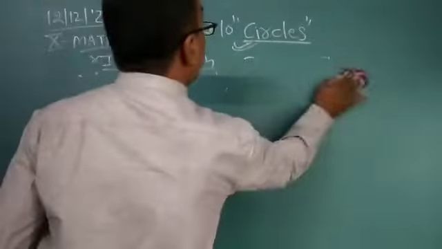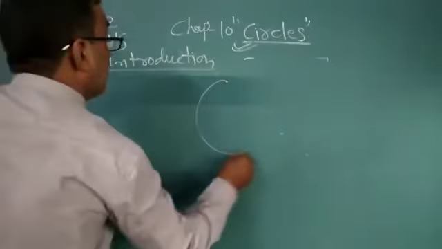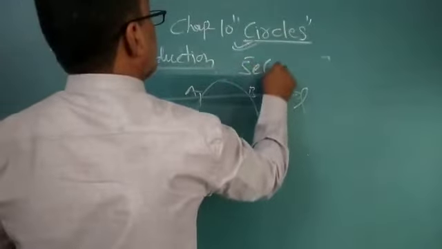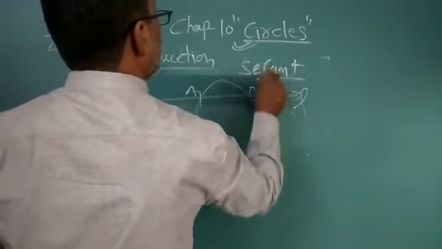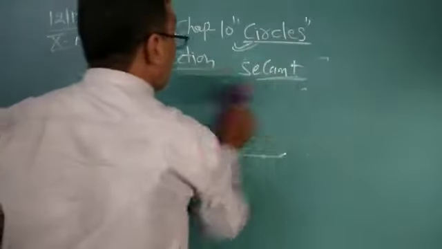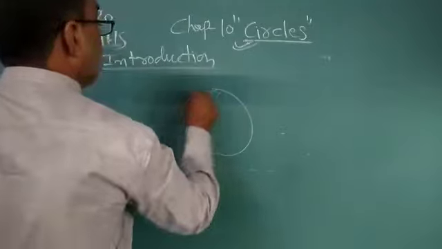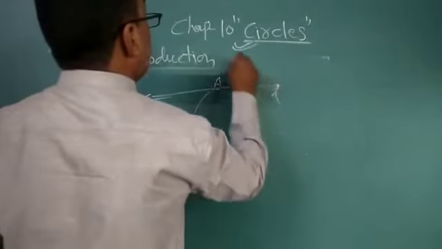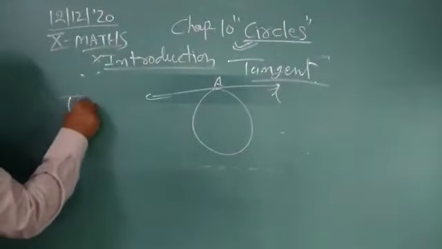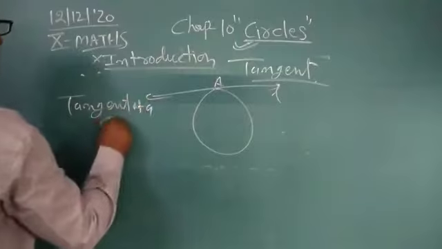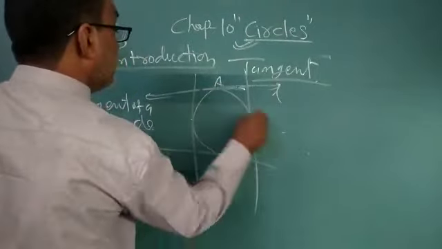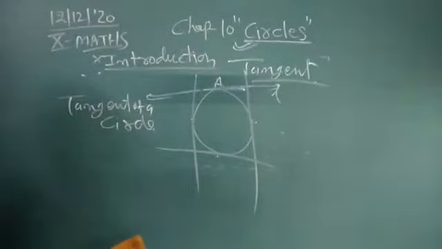And then, suppose a circle and a line which intersects the circle, suppose line L intersects at A and B. That is known as a secant of the circle. But a line which touches the circle at only one point is known as a tangent of the circle. A line which touches the circle at one and only one point. Suppose this is a tangent, this is a tangent, this is a tangent. All these lines touching the circle at a point are known as tangents of the circle.